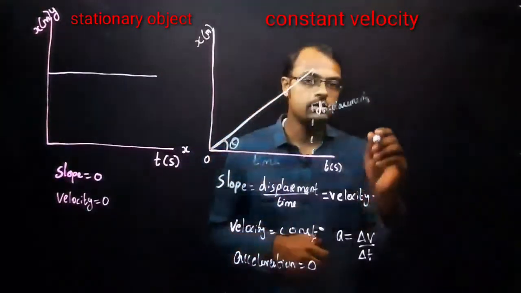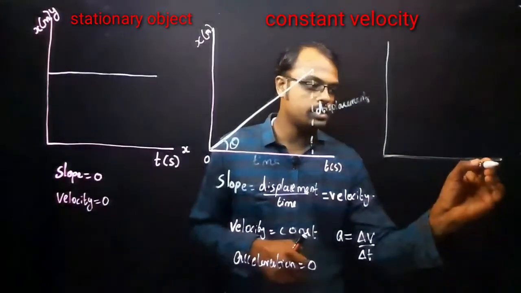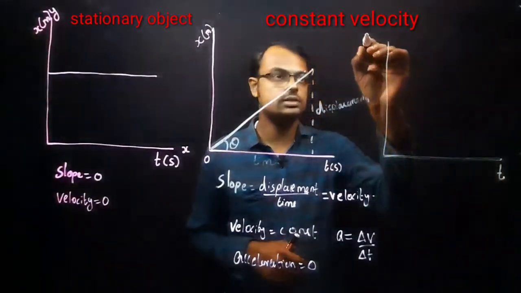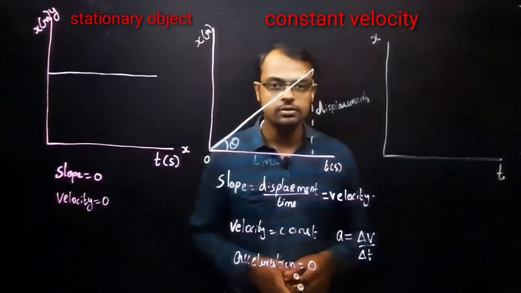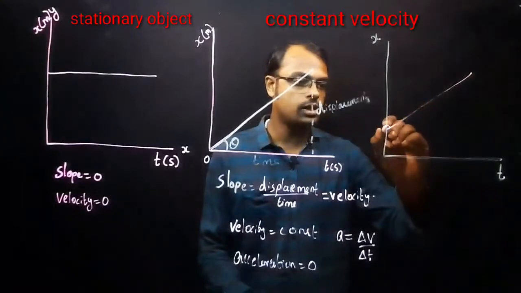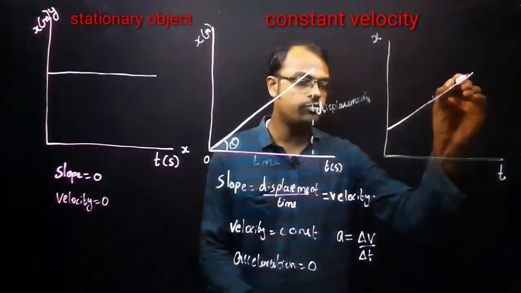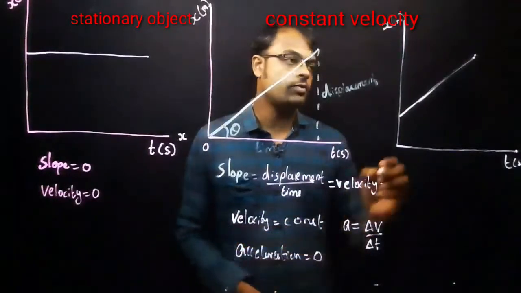Now just imagine another graph we are drawing here. Along the x-axis again time, along the y-axis it is the position as well as the displacement. The unit will be meter. If the graph is like this, the graph is a straight line, but it is not starting from the origin. So what is the slope of this graph?